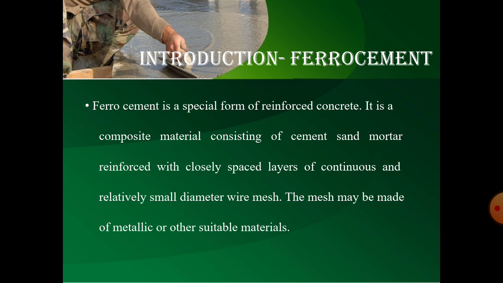The diameter of this wire mesh ranges about 0.5 to 1 mm diameter, and the cement mortar is of cement sand ratio of 1 is to 2 or 1 is to 3 with water cement ratio of 0.4 to 0.45. Then these ferrocement elements are usually of the order of 2 to 3 centimeter in thickness with 2 to 3 mm external cover to the reinforcement. And the steel content varies between about 300 kg to 500 kg per cubic meter of mortar.